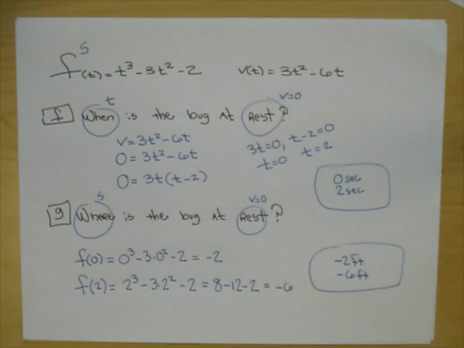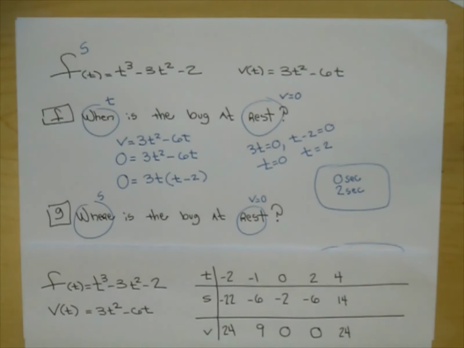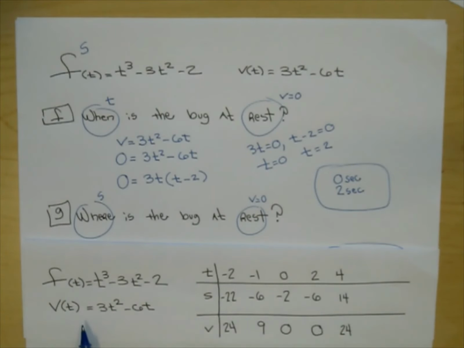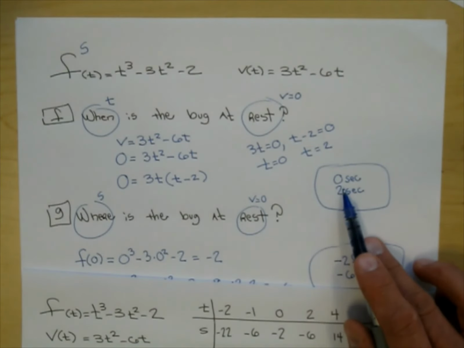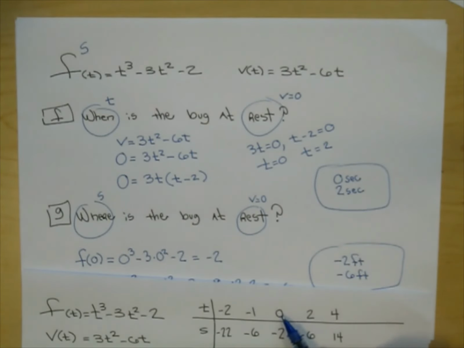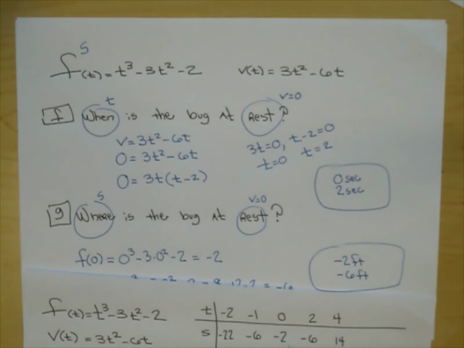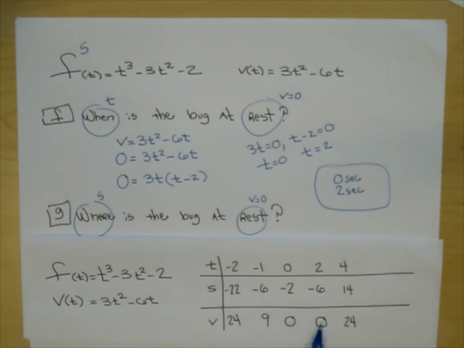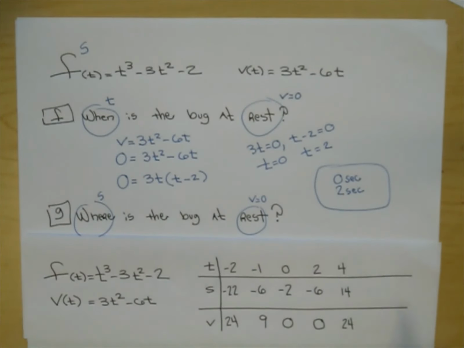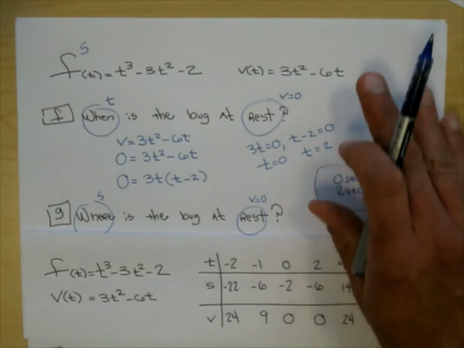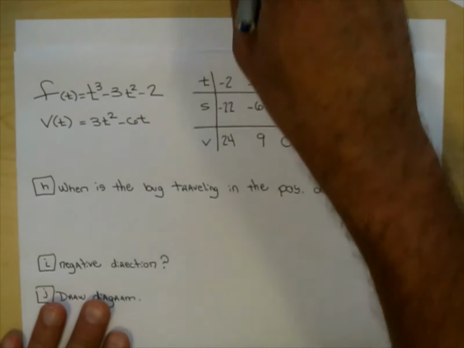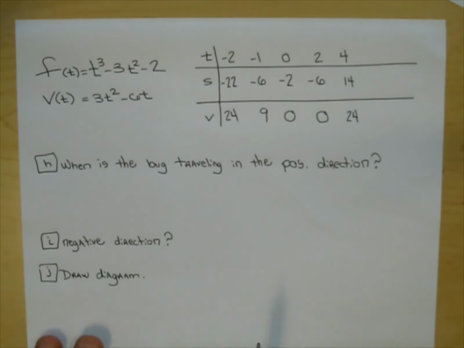Now here goes the next problem. Before we get to what it asks, I've taken some information from the previous parts of the problem, like we just had at 0 seconds, the position is negative 2 and the velocity is 0. I went ahead and put all these things into a table so I don't have to keep plugging the same numbers into the functions, and I'm going to use that to answer some of these questions.